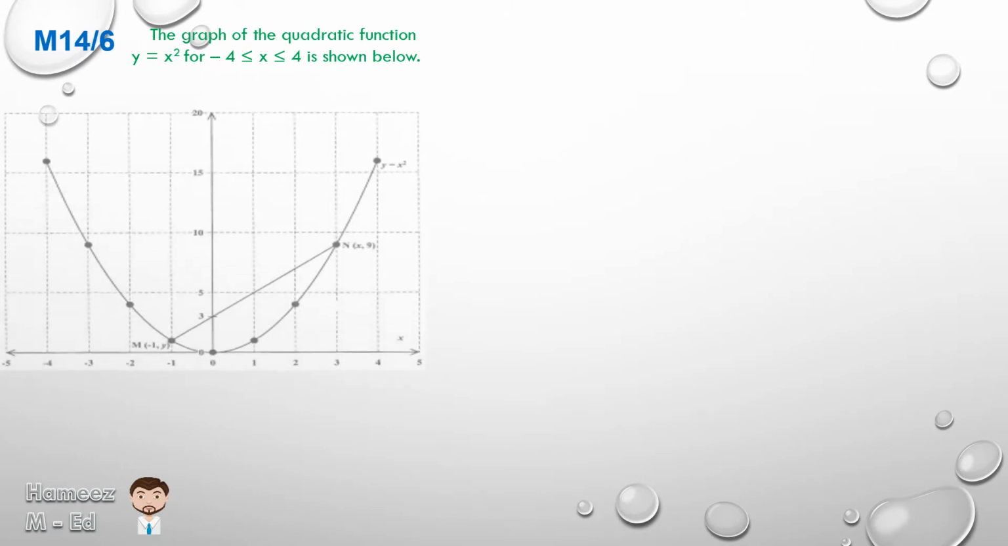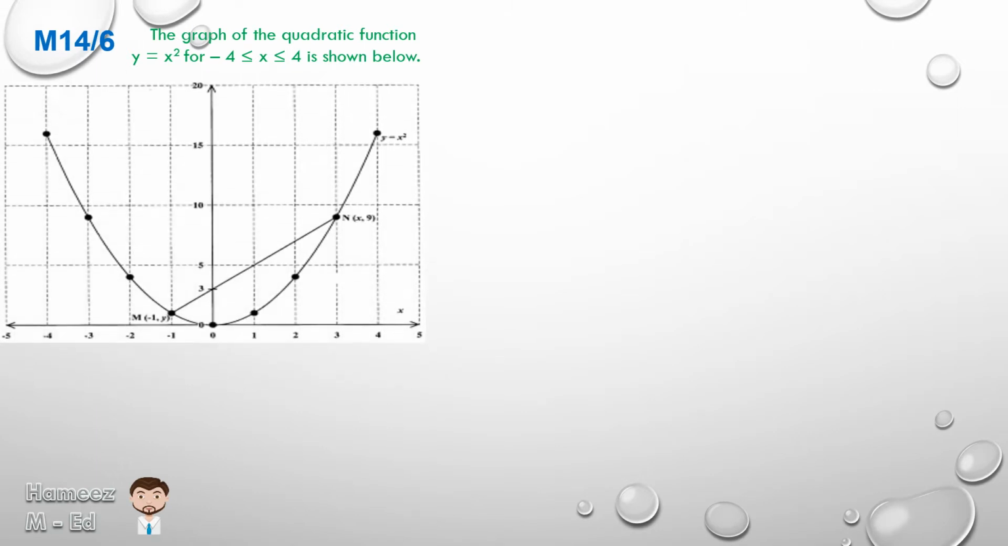May 2014, number 6. The graph of the quadratic function y equal to x squared, for minus 4 less than or equal to x, which is less than or equal to 4, is shown below. So if you look at our graph, which is given, we can see that the curve, the parabola, has been drawn with the least value of x being minus 4 and the largest value of x being plus 4. That's what it means for that domain to be from minus 4 to plus 4.